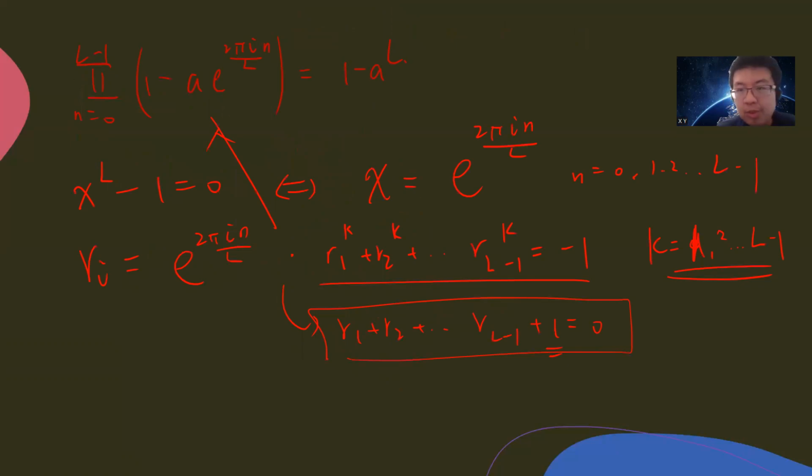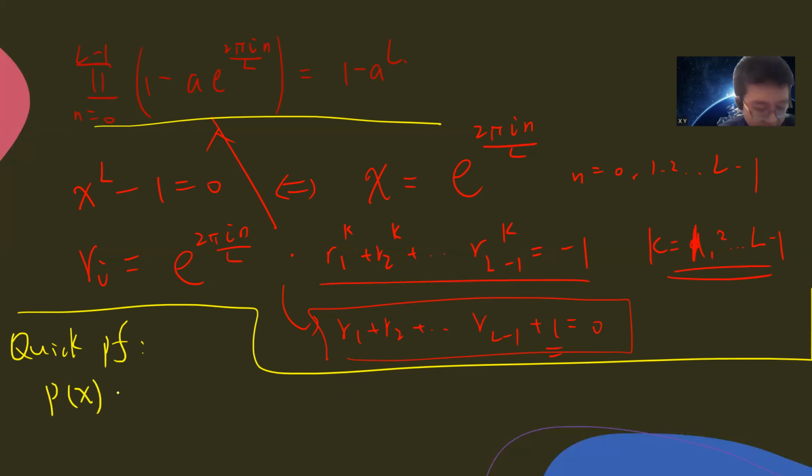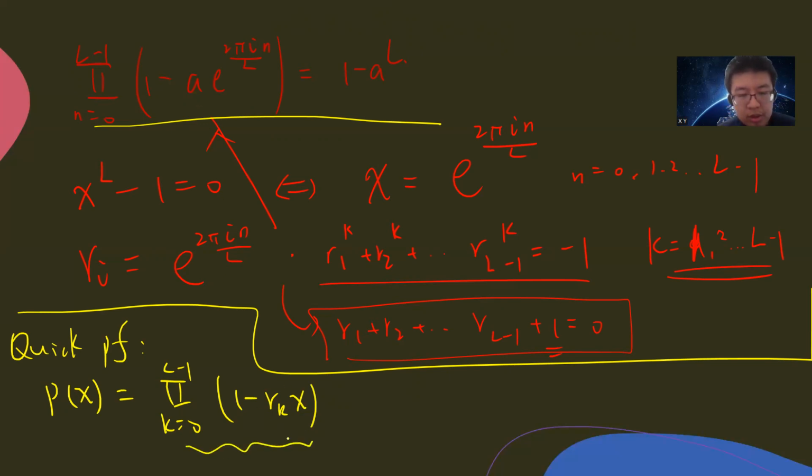The second proof is also very trivial, so let's just talk about a quick proof. You just stick with this and define p of x to be the product over k from 0 to L minus 1 of 1 minus r_k x. If you see this, what is the root of p? The degree of p is L.